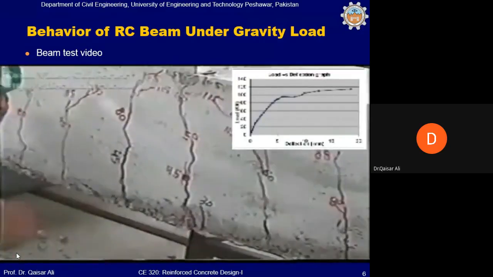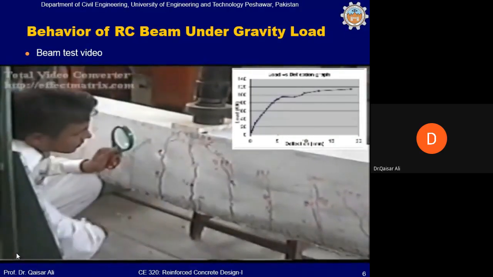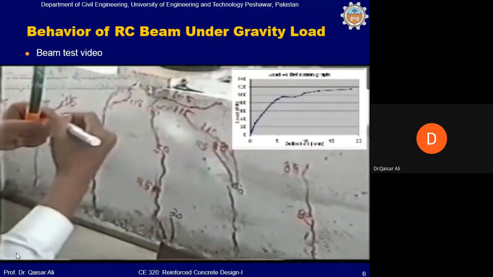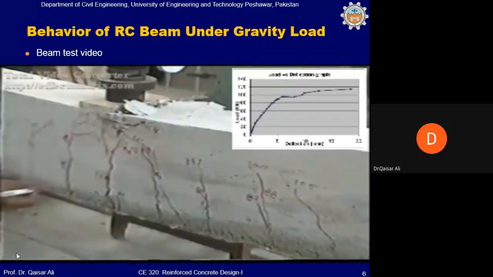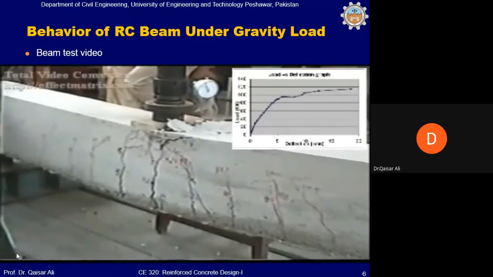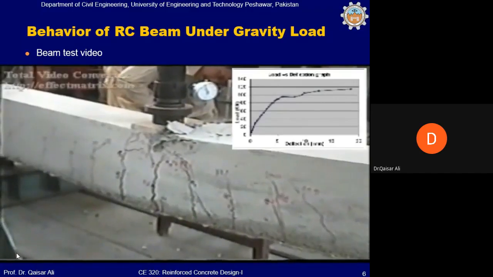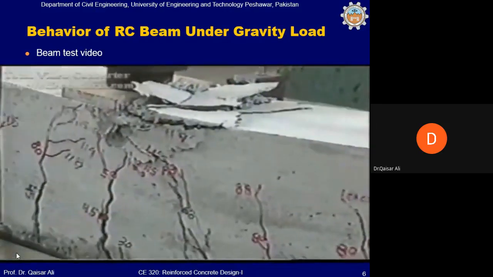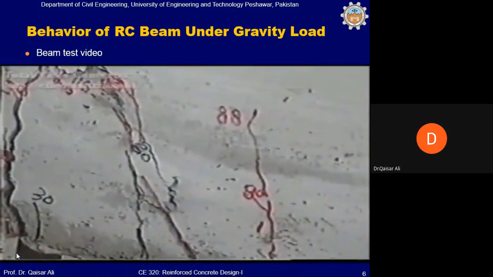Now in the graph you can clearly see the yielding of the steel has occurred, but the beam is still there. You should note down this, that yielding of the steel does not cause the collapse of the beam. After yielding of the steel, the beam is still capable of taking more and more load. Finally, there is crushing of concrete in the top portion, and now the test ends at this stage. When the concrete crushes in the compression zone, you can see the crushing of concrete. Substantial crushing of concrete has occurred in the compression part of the beam.